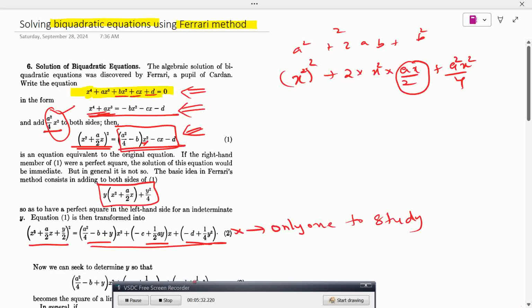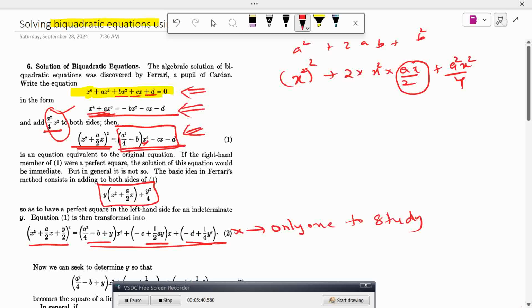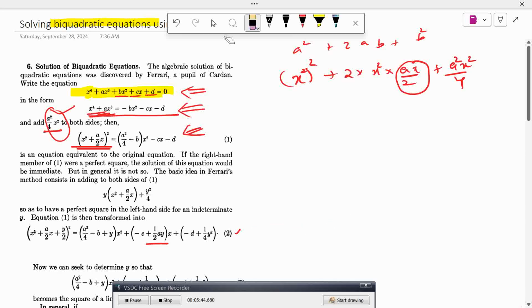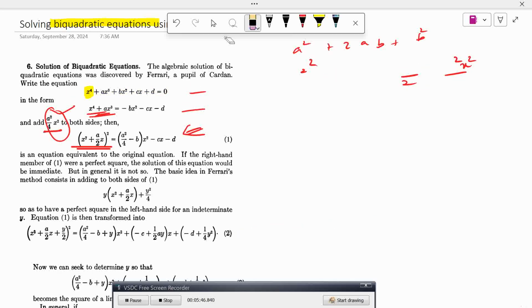Now the LHS is a perfect square. What about the RHS? I am highlighting this equation. You will have to study it.